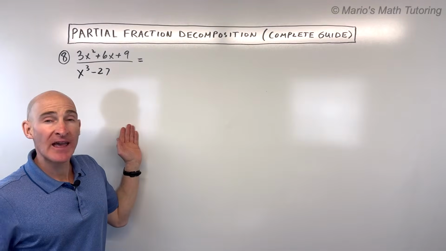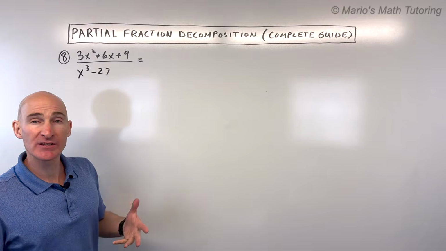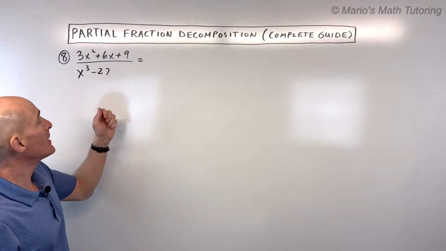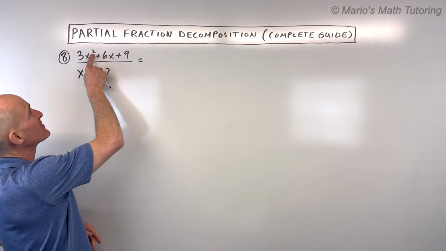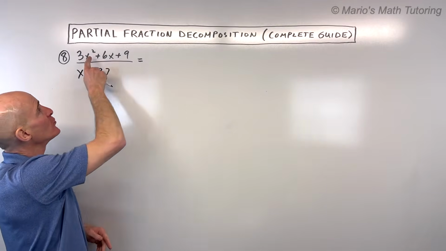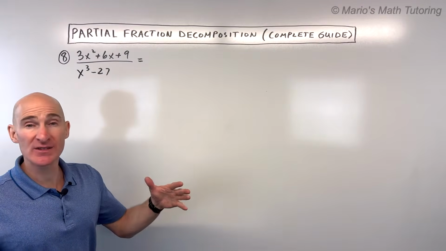Okay, if you're starting to get the hang of this, go ahead and try this problem and pause the video, and of course we'll go through it together. So first step is to see if it's an improper fraction. Well, you can see this is squared, this is cubed. The numerator is a lower degree than the denominator, so it's not improper.